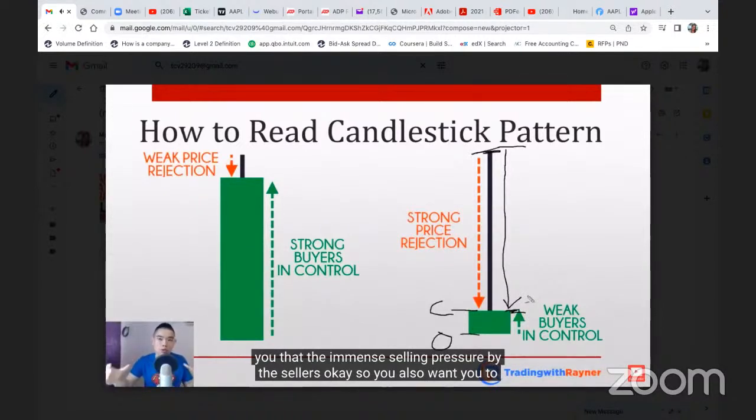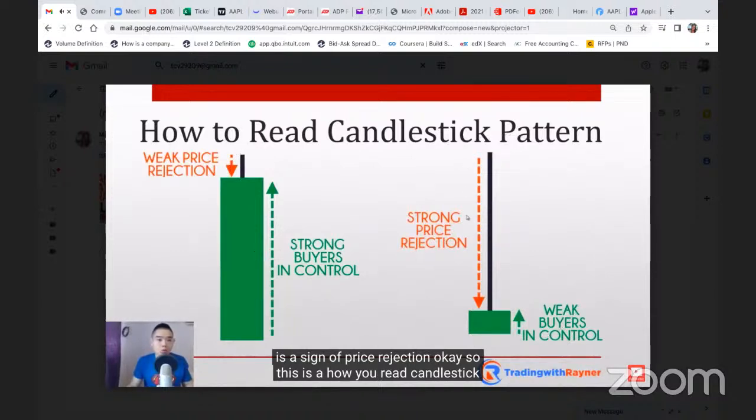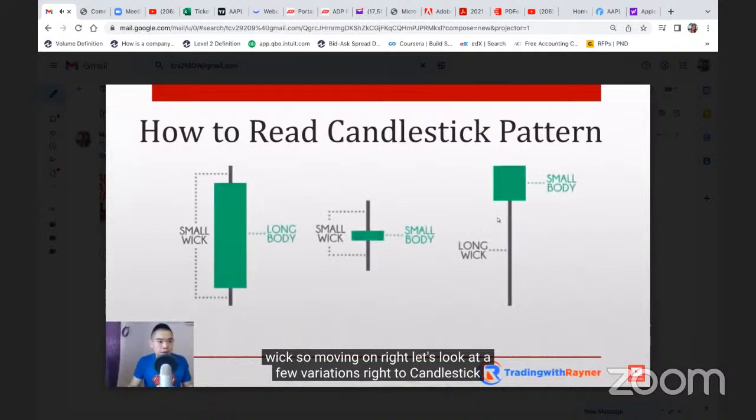Okay, so I also want you to pay attention to actually these three things. Number one is the body. Number two is the wick. And number three is the body relative to the wick, the size of the body relative to the wick. Usually, if the wick is much longer than the body, it's a sign of price rejection. Okay, so this is how you read candlestick patterns. Just three components: the body, the wick, and the body relative to the wick.